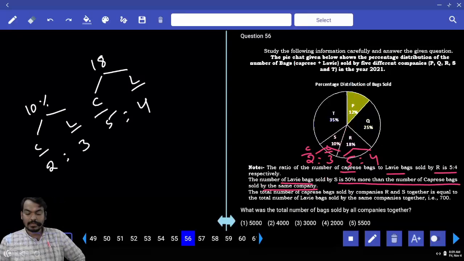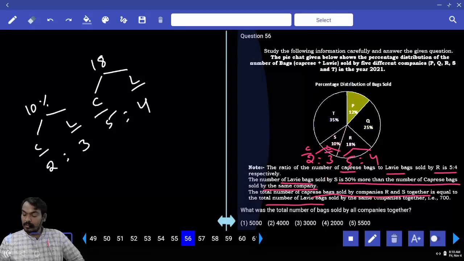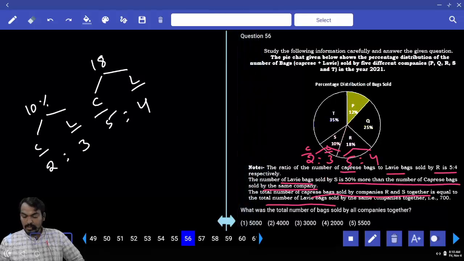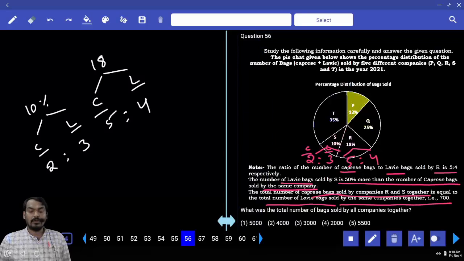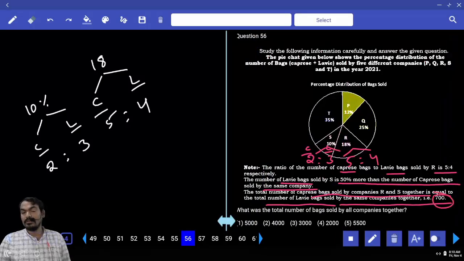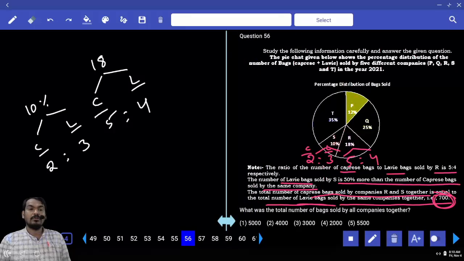Okay. What is the next point? The total number of C bags sold by company R and S together is equal to the total number of L bags sold by the same companies together. How much is that? 700. Means the C value in both the companies is 700, and the L value in both the companies is also 700.